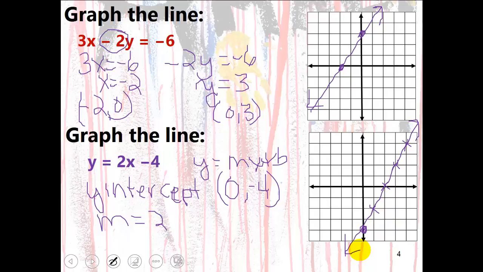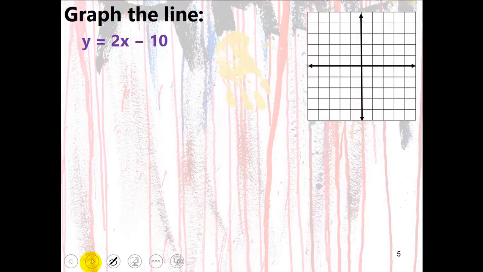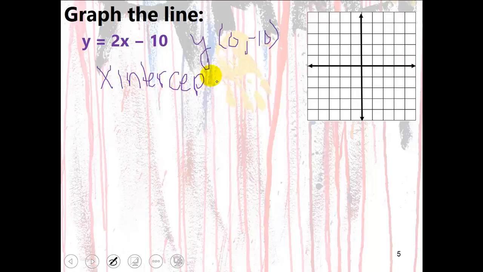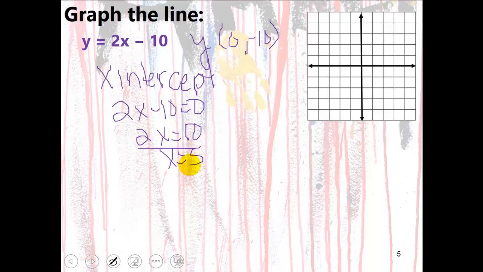Please do so. All right, this one I want to show you that you would think, oh, I'm just going to use the y-intercept and the slope, and you definitely could. But I want to show you that the y-intercept is (0, -10). But look, my graph only goes to -5. So if I found the x-intercept by plugging in 0 for y, I get 2x minus 10 equals 0, 2x equals 10, x equals 5, and I have a much closer x-intercept. So here I am at (5, 0).